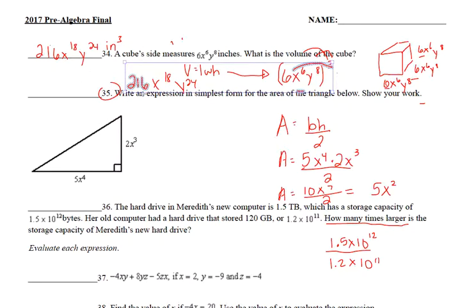For number 35, again, we're working with exponents. And so we're finding the area of a triangle. Area of a triangle is equal to base times height divided by 2, or 1 half base times height. When you substitute in the values, 5x to the 4th for the base, 2x cubed for the height, we can simplify that. So 5 times 2 is equal to 10.